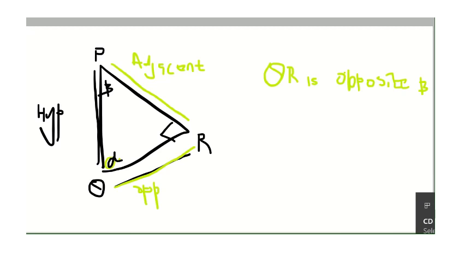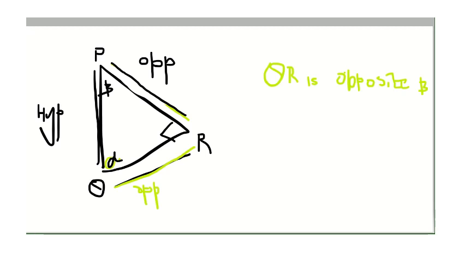What is alpha's relationship? What is PR in relation to angle alpha? Yes, Senzi. Senzi is saying PR is opposite. So PR is the opposite side of alpha.